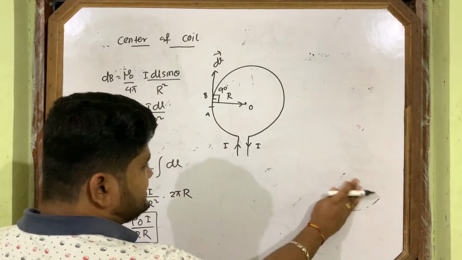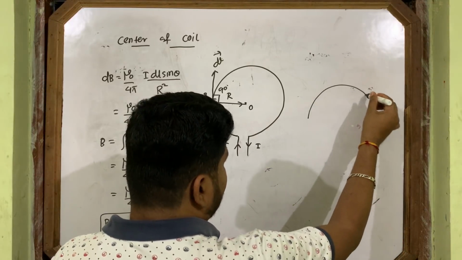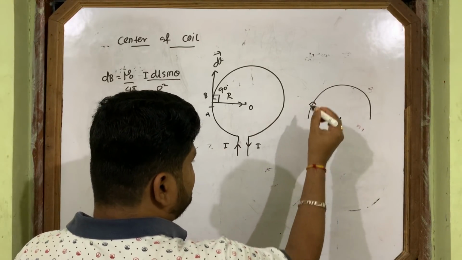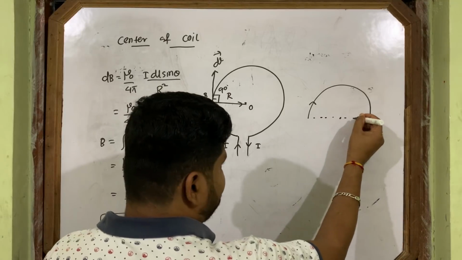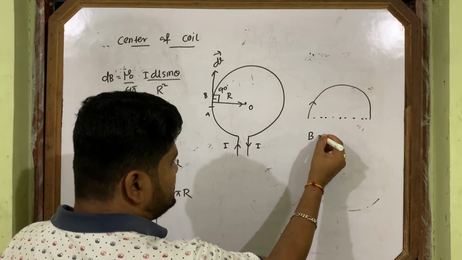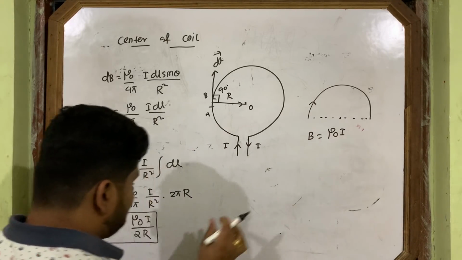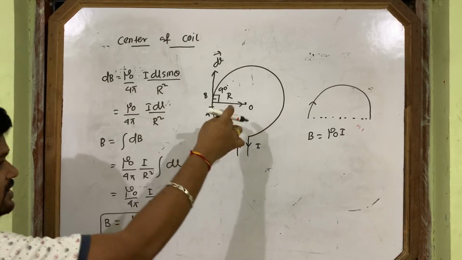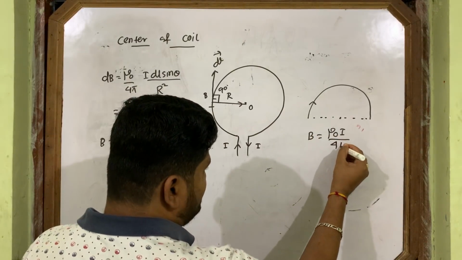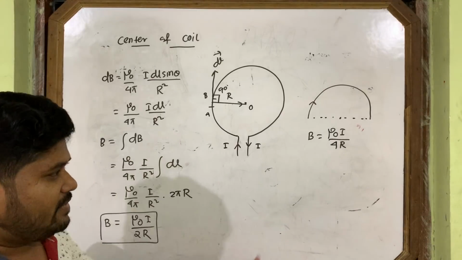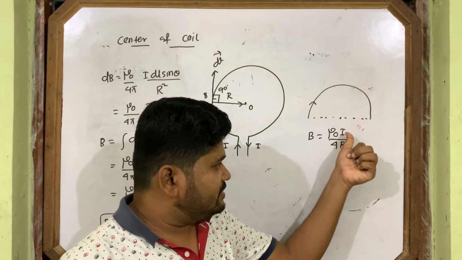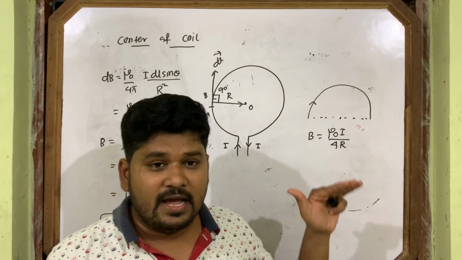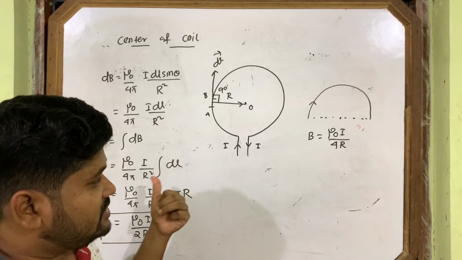But if this is a semicircle, and current is passing like this, the expression is half. This was mu naught I by 2r. For the semicircle, it will be mu naught I by 4r. Remember, for the semicircle, it will be mu naught I by 4r, half of the circle.